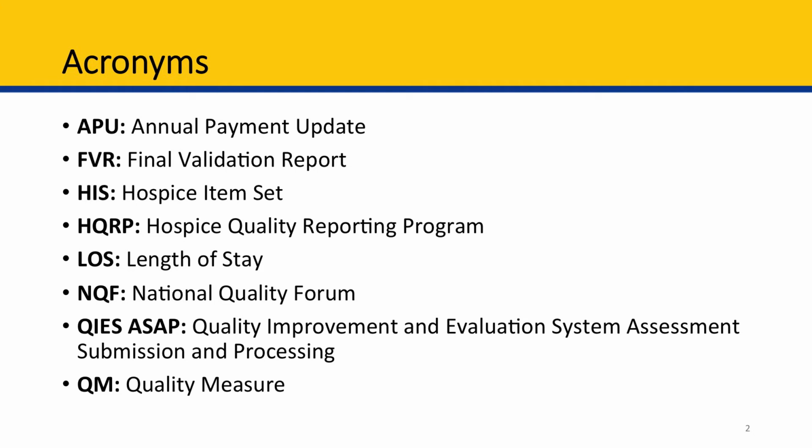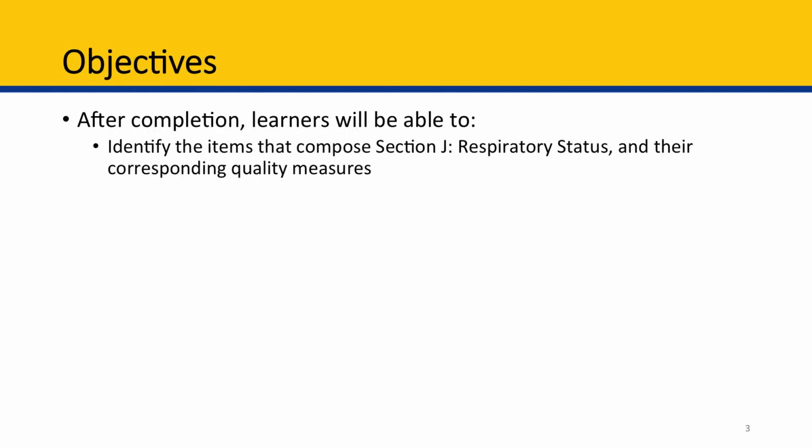Included here on Slide 2 is a list of acronyms that will be used in this presentation, listed in alphabetical order. After completing this module, learners will be able to identify the items that compose Section J, Respiratory Status, as well as their corresponding quality measures and the measure calculations.